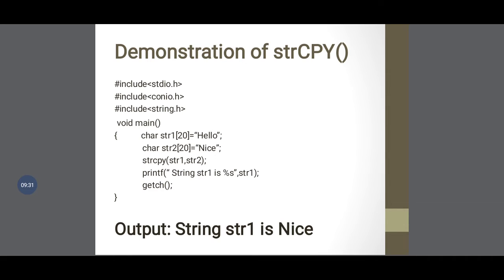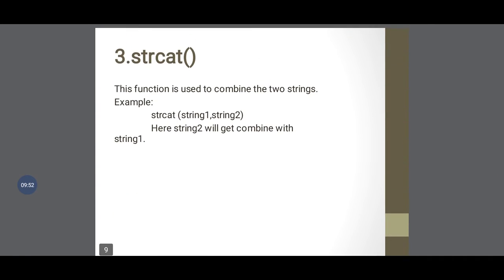For displaying this string, we have to take care that, like if we have to display an integer we write %d, so if we have to display a string, then we have to write %s, which I have written here in the printf. So this is very simple, that is string copy. The third function is string cat, which you can also call string concatenate. So what is meant by string concatenate?